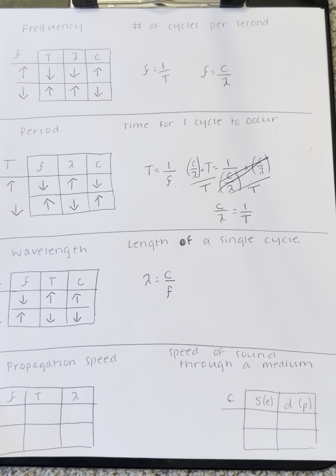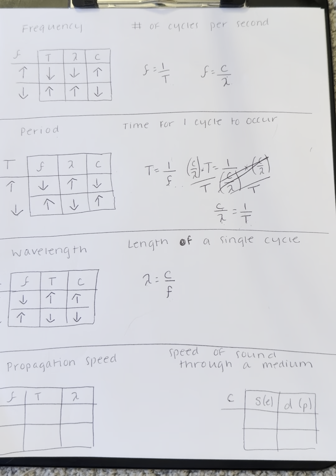If propagation speed is faster, then wavelength would be longer for the same number of cycles to pass a particular point in 1 second. If propagation speed is slower, then the wavelength would need to be shorter so that the same amount of cycles can pass a particular point in 1 second.